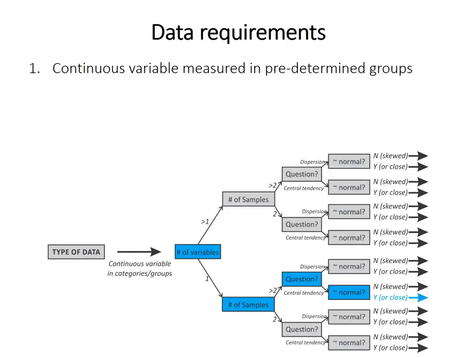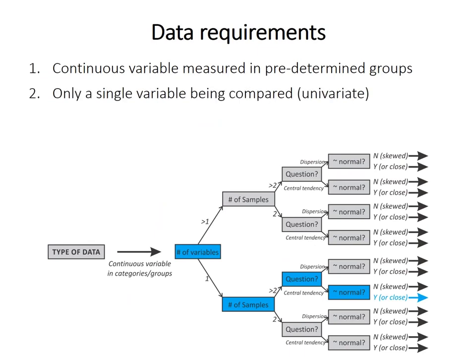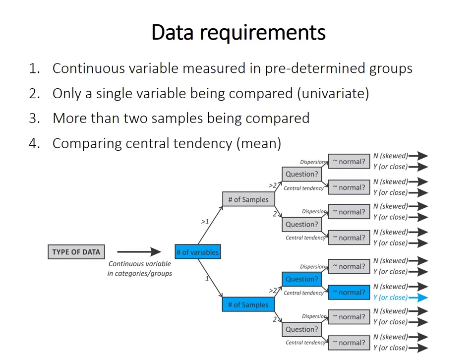So ANOVA requires continuous data in predetermined groups. One variable, so it's a univariate test, and it's designed for comparisons among more than two samples. If you run it on two samples, you'll just get the same result as you would get with a t-test. The test compares central tendency, specifically the mean, when the data are normally distributed. So it's called a parametric test, because of that assumption and requirement of a normal distribution.